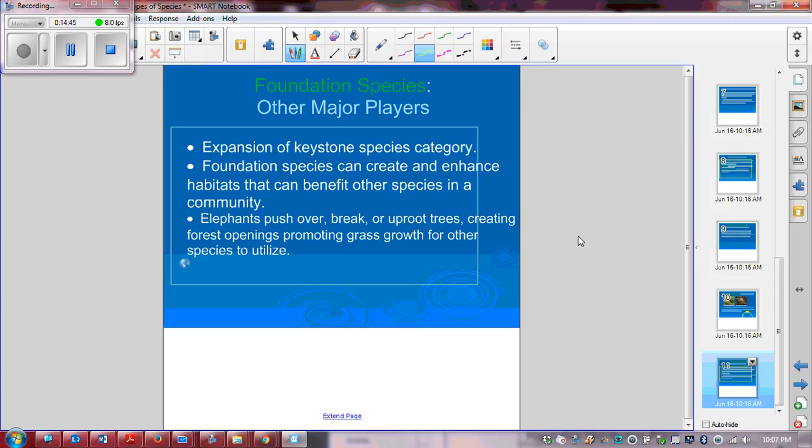But it does open up the environment for grasses to come in, which is important for other species. So they kind of thin the forest out. But once again, they don't really eat the grass. So they're not making their own habitat better, they're just making other critters' habitat better. So it's an interesting video, so give it a look.